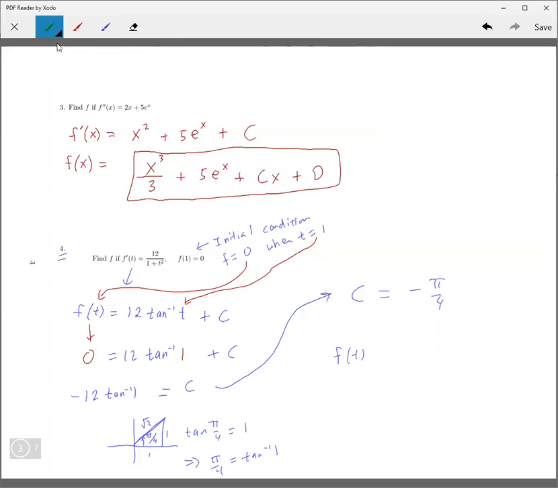So then we plug that c into here, and you're going to get 12 inverse tangent of t minus... wait, I made a mistake. I forgot this piece here. So there should be a 12 there. Okay, so that's going to be 12 divided by 4 is 3, so negative 3 pi. So minus 3 pi right there.